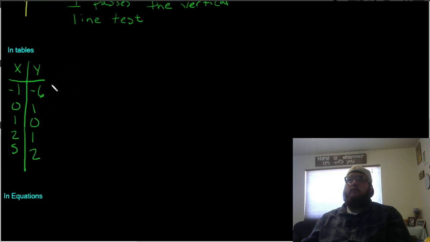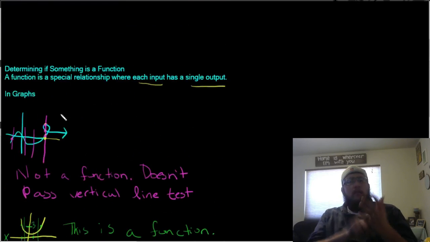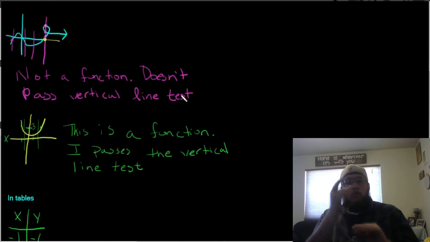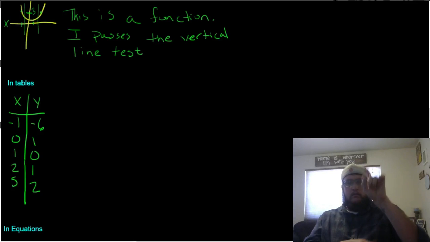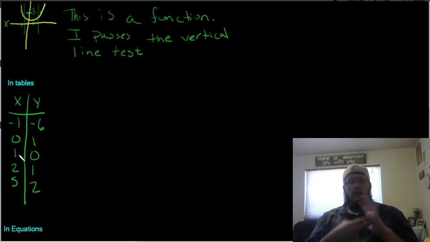So when we're looking at our function here in table form, we want to look at the input values, because remember, the definition of a function is that each input only has a single output. So if you'll notice, we've got a bunch of different inputs here. One of the big hints that this is a function is that none of the inputs are repeating. So we've got -1, 0, 1, 2, and 5. Those are all different numbers. That means that our inputs aren't repeating.